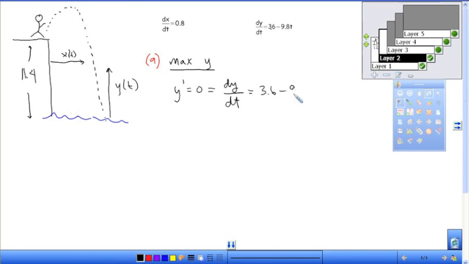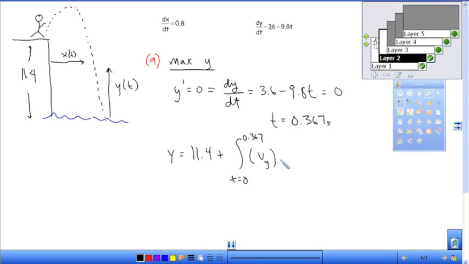If I take that and set it equal to 0, I will get my critical value, which is going to be 0.367 seconds. I can tell by the path of the diver that this will be the maximum. So now I actually have to find the position of that maximum, and this is a displacement problem where I have an initial position of 11.4 plus the displacement, which would go from 0 to 0.367 seconds, and I take the integral of the velocity in the y direction with respect to time.